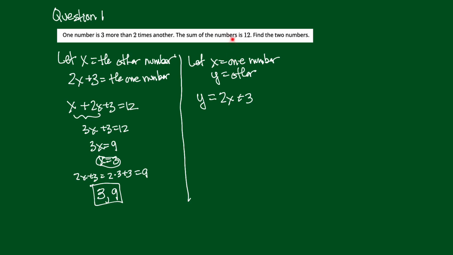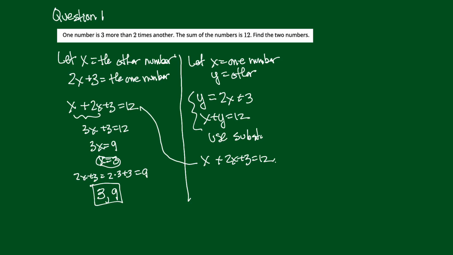Now, there's more information back here. The sum of the numbers is 12. So I could write x plus y equals 12. Now, there's a system of equations. And if I use substitution, here's what I know. Y is equal to 2x plus 3. So if I put that down here, it's going to look like this. I'll get x plus, and then the 2x plus 3 equals 12. And then what do you notice? That is exactly what we had up here. So then I can just solve this system, right? And I'm going to get one number is 3, the other number is 9.